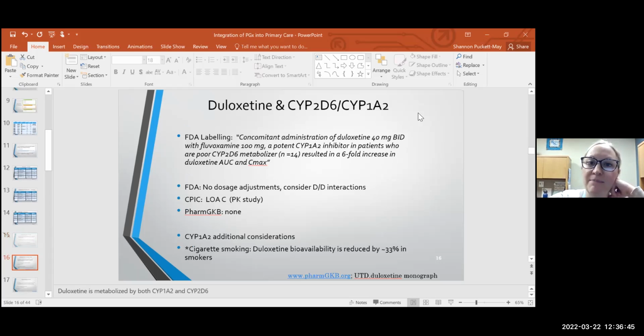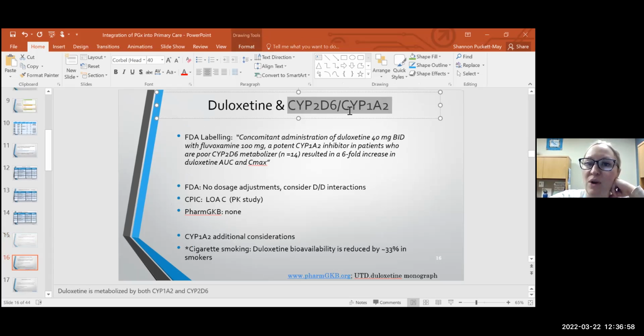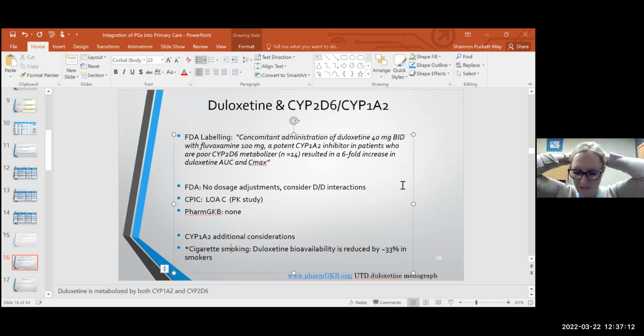Duloxetine is dependent on CYP2D6 and CYP1A2 activity. What I want you to take away about CYP1A2 is that cigarette smoke significantly upregulates metabolism of 1A2, to the point where in patients who smoke cigarettes and take duloxetine, the bioavailability is reduced by a third. We consider that when adjusting duloxetine doses or getting patients to higher doses: you have to take smoking status into account with your dosing of duloxetine.